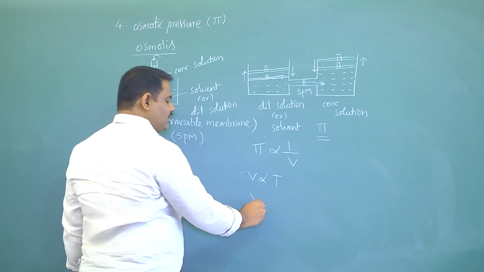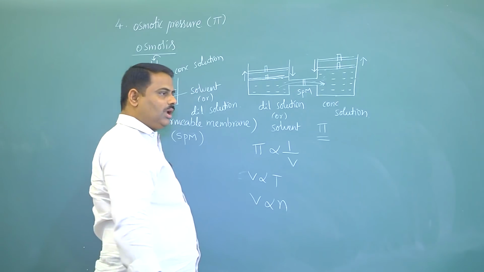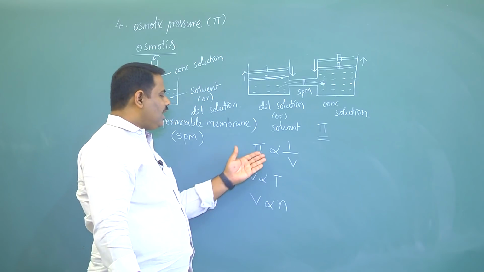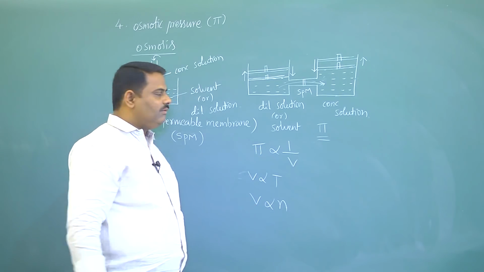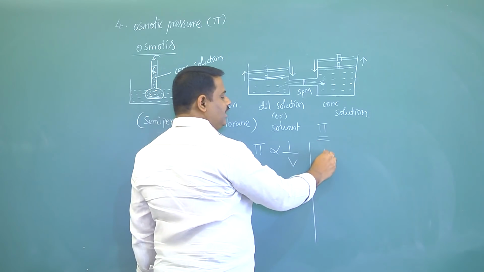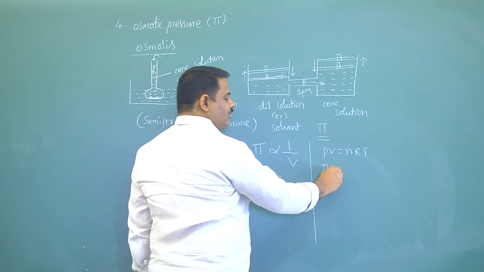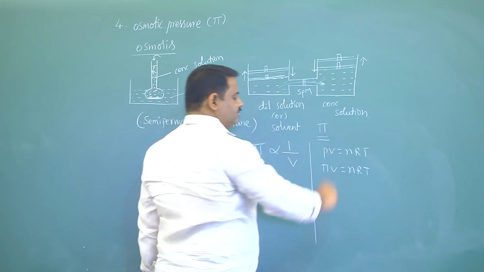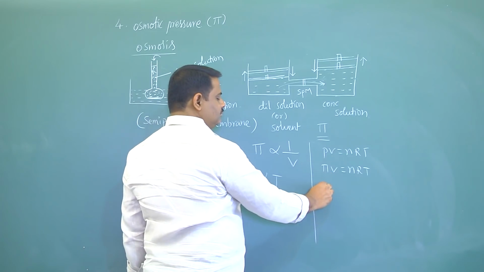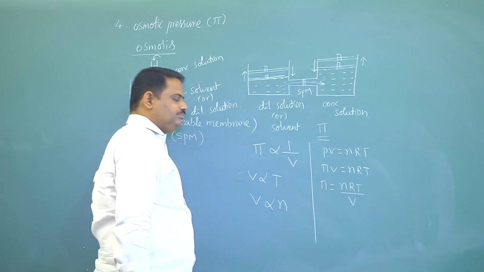According to Avogadro's law, volume is directly proportional to the number of moles of solute. By applying all these conditions, we can write a formula similar to the ideal gas equation. There we write PV = nRT, but here we write πV = nRT. Now we can write π = nRT/V.